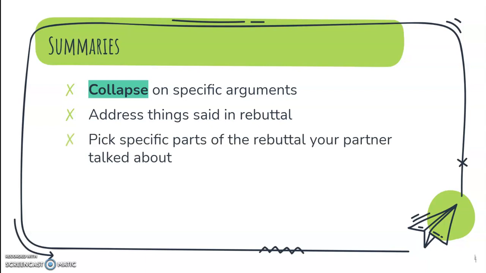There are 3 steps to a summary that you should do when you give your speech, and we're going to talk about everything specifically. The first is something called collapsing on specific arguments. The second thing is addressing things said in rebuttal. And the third thing is picking specific parts of the rebuttal your partner talked about.